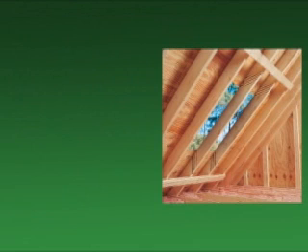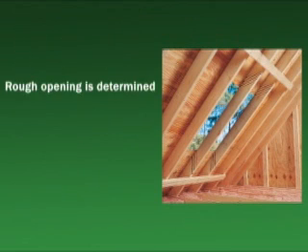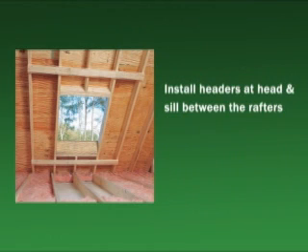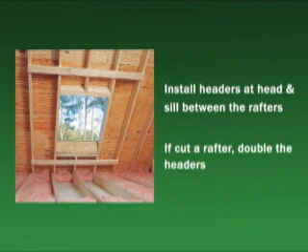Now, frame the rough opening. Remember, the rough opening is determined by the size of the skylight. Refer to the precise rough openings on the dimensional chart of your particular model. Install headers at the head and sill between the rafters. If you had to cut a rafter, you should double the headers.